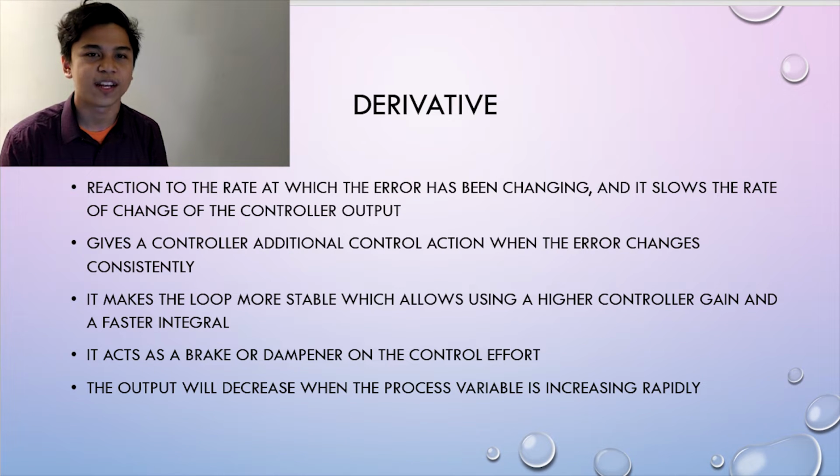Okay, now we are going to the next topic, which is about derivative. Derivative is the reaction to the rate at which the error has been changing, and it slows the rate of change of the controller output. Then it gives the controller additional control action when the error changes consistently. Thirdly, it makes the loop more stable, which allows using a higher controller gain and a faster integral. Fourthly, it acts as a brake or damper on the control effort. And lastly, the output will decrease when the process variable increases rapidly.